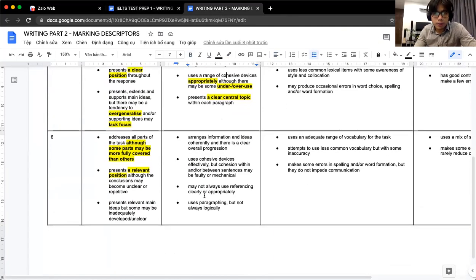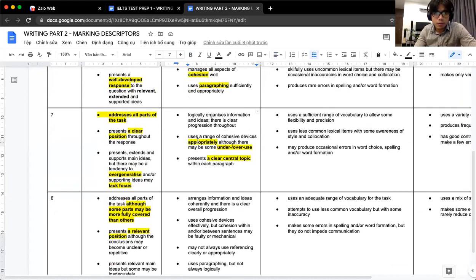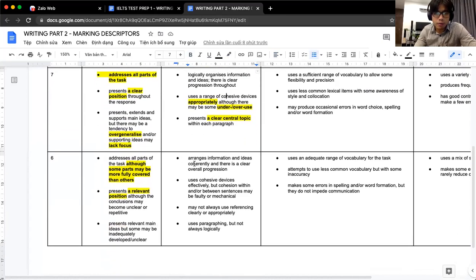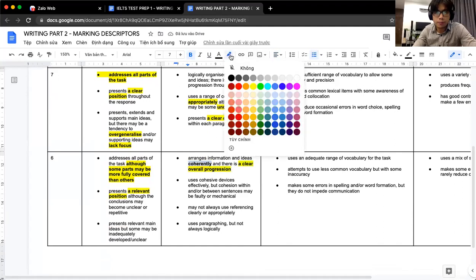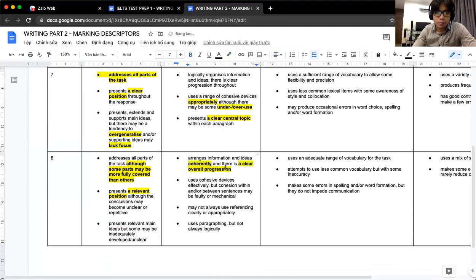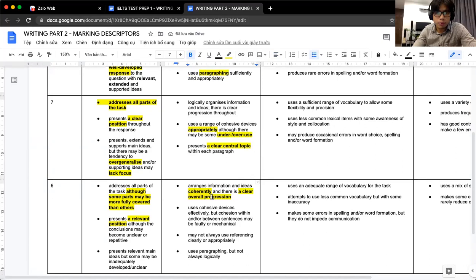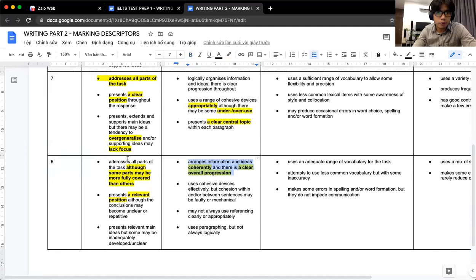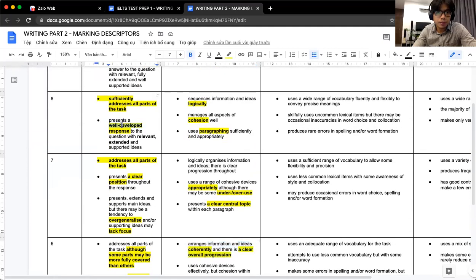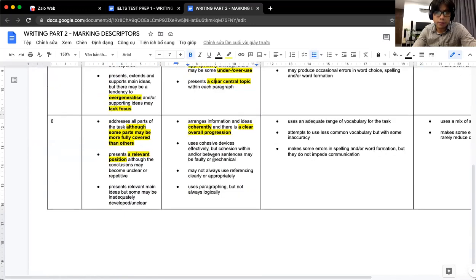Now, let's talk about band 6. At band 6, you can arrange ideas coherently, and there's a clear progression. So we need to see a progression. If we don't have that progression of ideas, we are done for. Remember to make your outline. We need a progression for coherence and cohesion, and we also need this for task response. So outlining is very important.